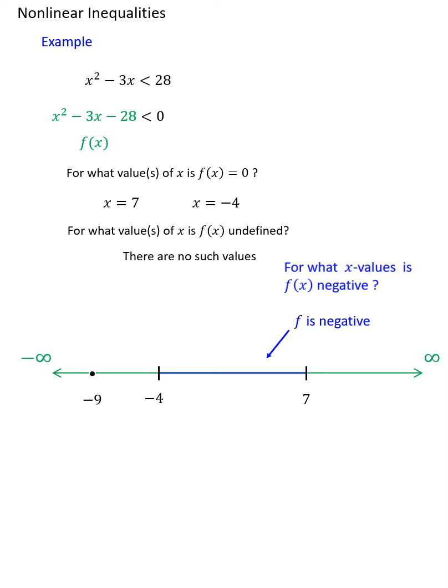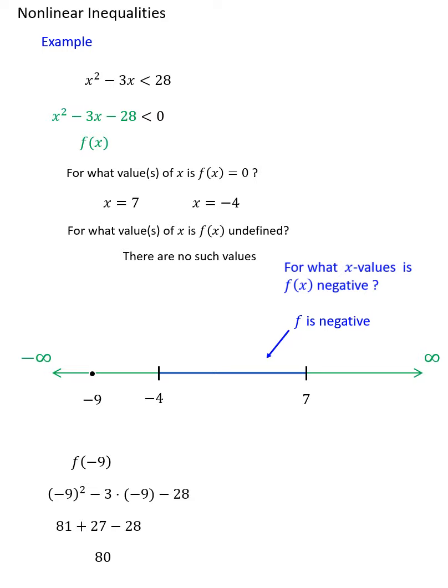The one portion of the number line we haven't examined yet is over here. I'll pick a random number over there of negative 9. When you plug negative 9 into the function, arithmetic will show that you get a positive answer. But we're not looking for places that make the function positive, because we need places where the function is negative to represent solutions to our original inequality. So that tells me that negative 9 is not a solution to our original inequality.